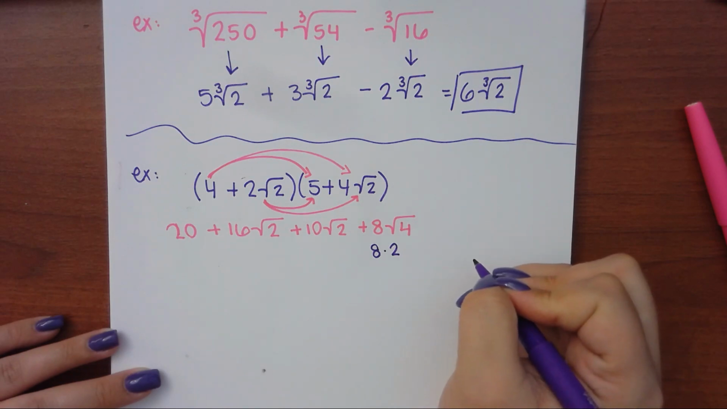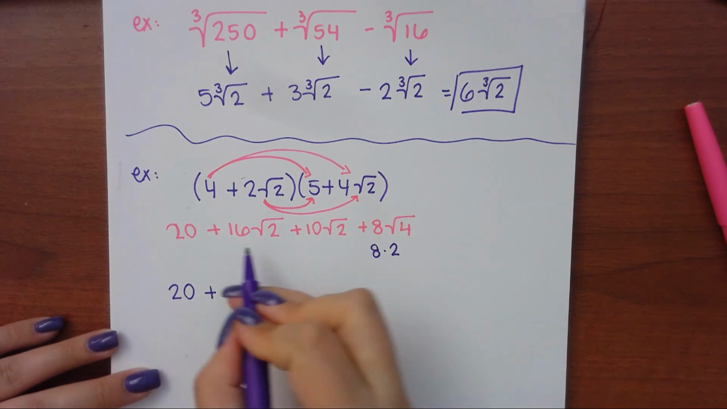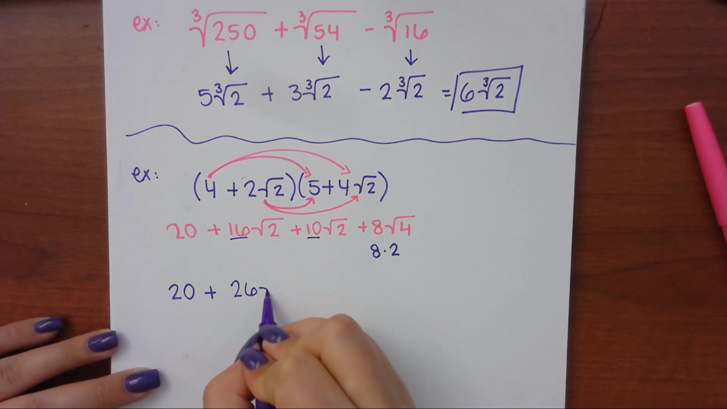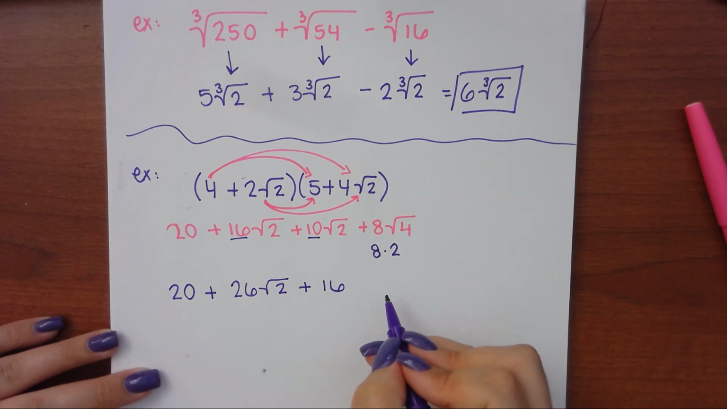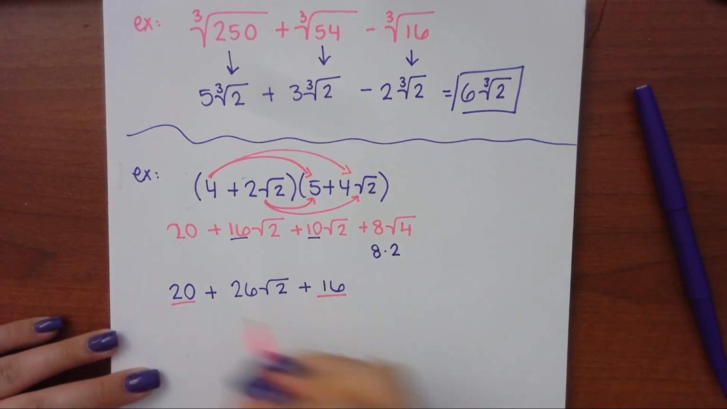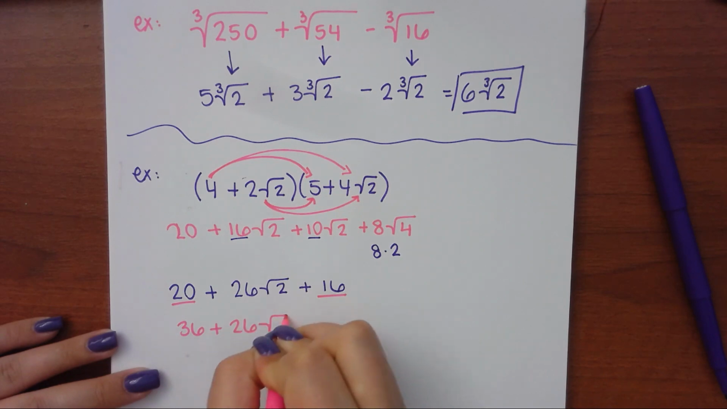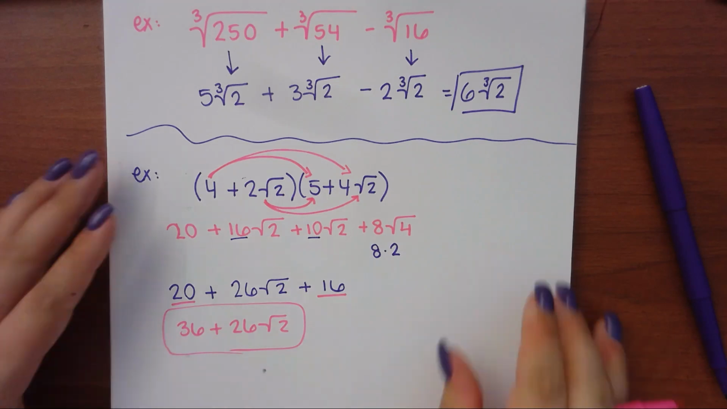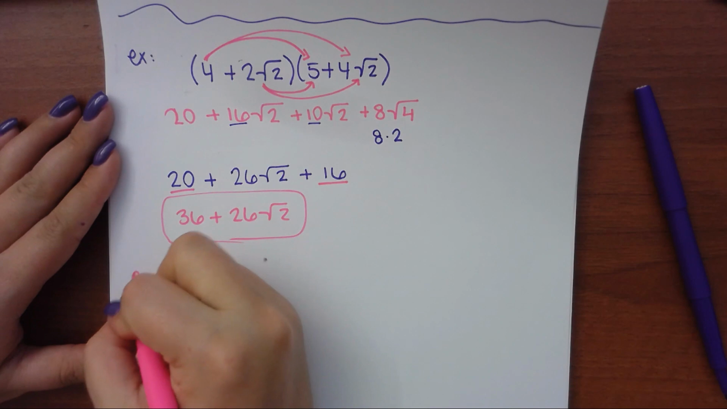Okay, so if I'm simplifying this, I have 20, plus I can add these together because these are like terms, 26 square root of 2 plus 16. And if you're looking at this saying, well, you could do more, you would be correct. 16 and 20 can be added together because those are like terms. And that would give me 36 plus 26 square root of 2. So just in case you're given a problem where they want you to multiply and distribute, that's what you're going to do. Let's look at one more like that so that you have another example to go off of.